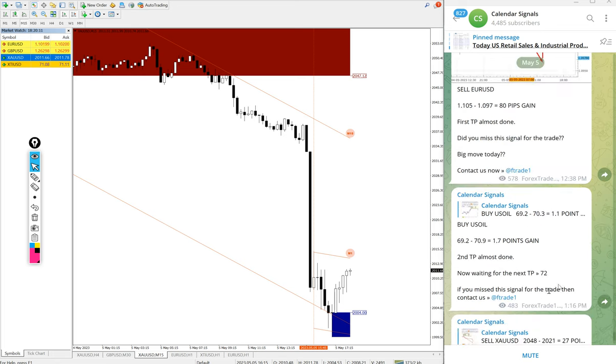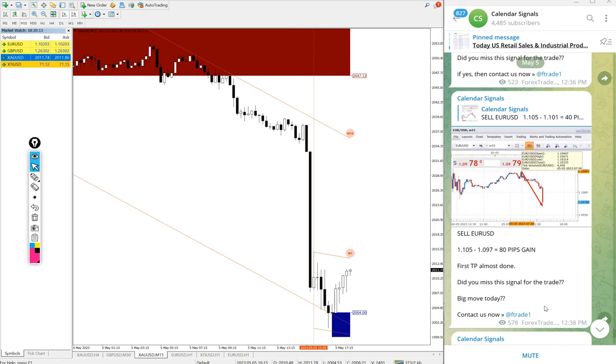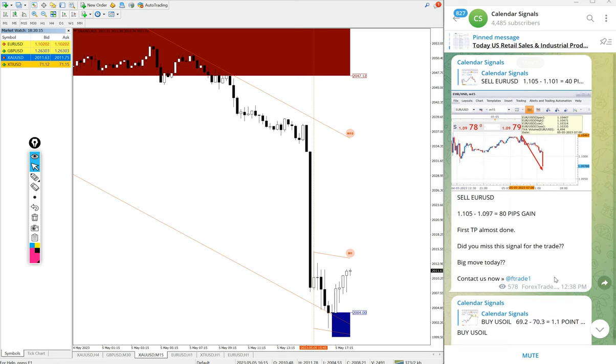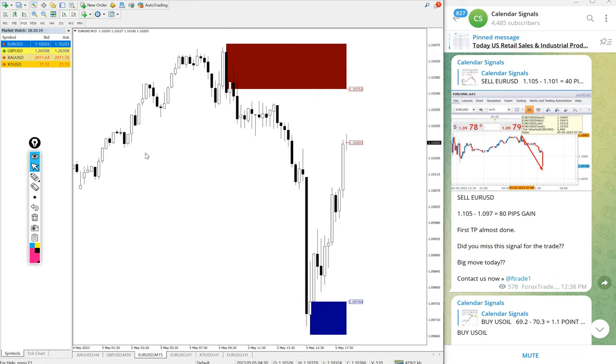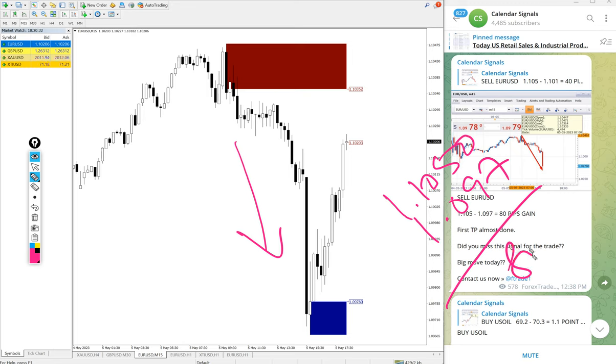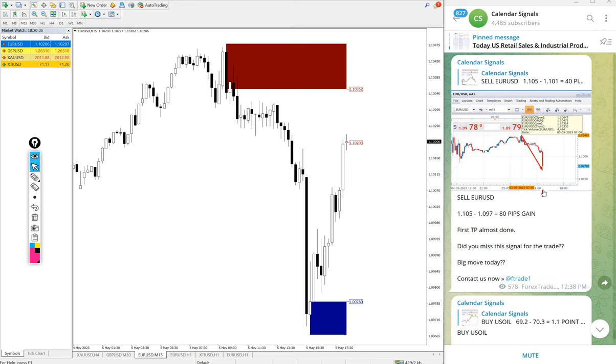Then US oil we saw, and then EURUSD. Now we will see the performance of EURUSD. Here is the chart. It performed in our given direction, then after that it went up. Entry at 1.105 and low traded 1.097, 80 pips gain on the EURUSD sell signal.